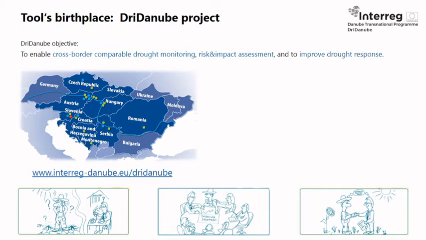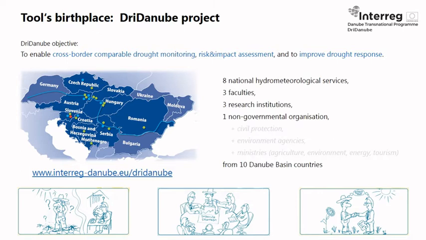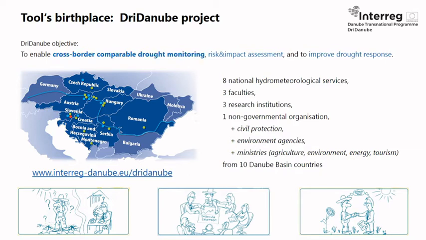The project brought together 8 national hydrometeorological services, 3 faculties, 3 research institutions, and a non-governmental organization from altogether 10 Danube-basin countries. Also, some stakeholders of this project, such as Civil Protection Administration, environment agencies, and different ministries, helped too by providing input on their needs and gave feedback on draft results. So one of these results was the Drought Watch tool, which was developed to address the first part of the project objective. You are kindly invited to check the rest of the results and good practices by visiting the project website written here.